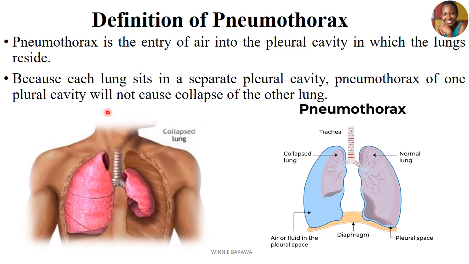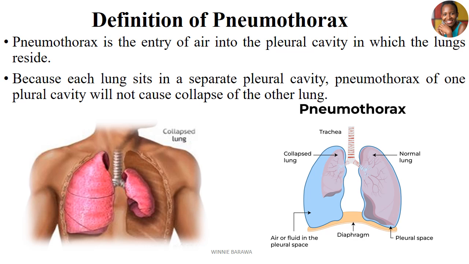So like I've said, pneumothorax is an aspect where there's accumulation of air in the pleural space that leads to increase of pressure in this area, and it can lead to collapsing of these lungs. However, you need to appreciate that the pleural spaces are in two different chambers or in two different pleural cavities. And because they are in two separate pleural cavities, it does not mean that where there's a collapsed lung, the other one will get affected.